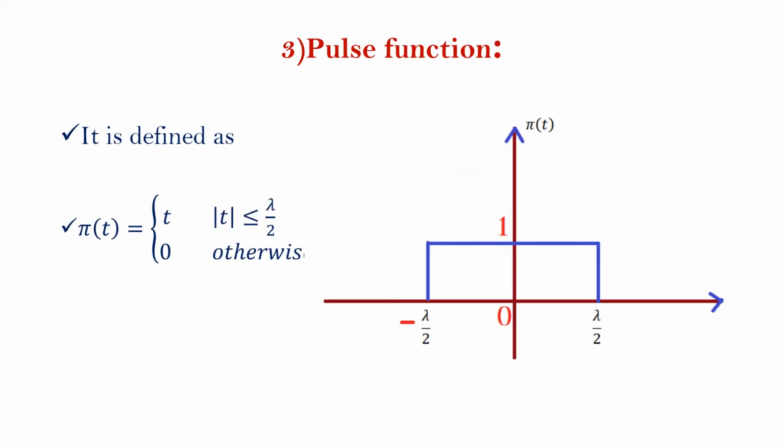Third one is pulse function. It is defined as phi of t is equal to 1 when modulus of t is less than or equal to lambda by 2, 0 otherwise. See, in between minus lambda by 2 and plus lambda by 2, we get the value 1. And at all other places, we get the value 0.